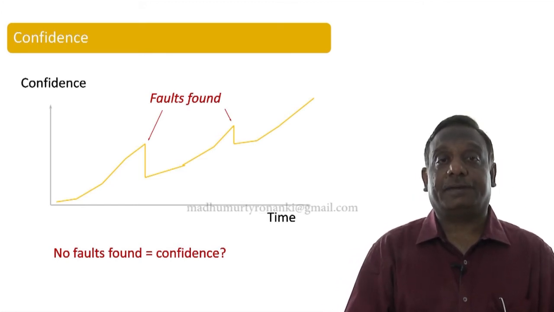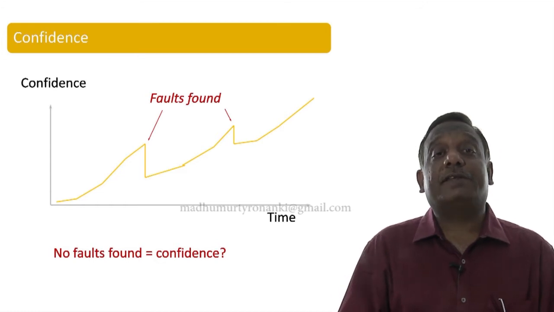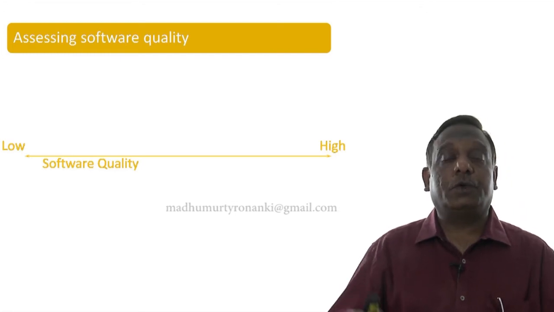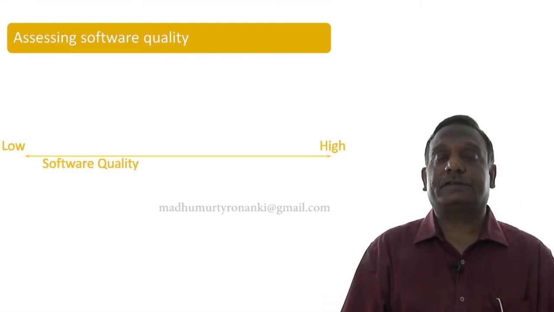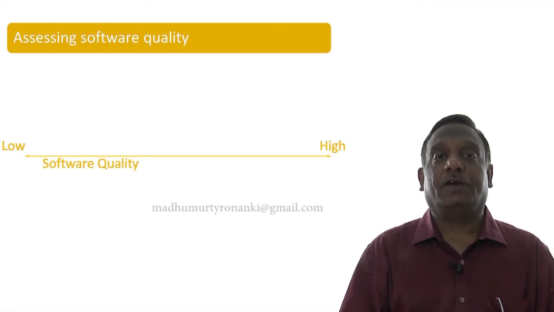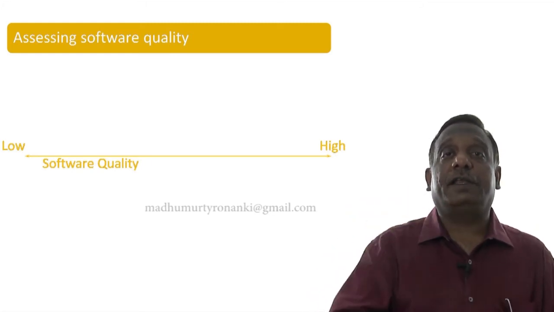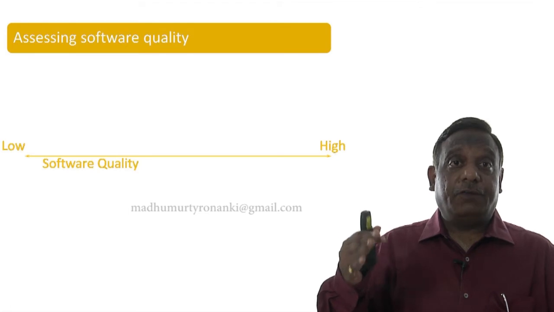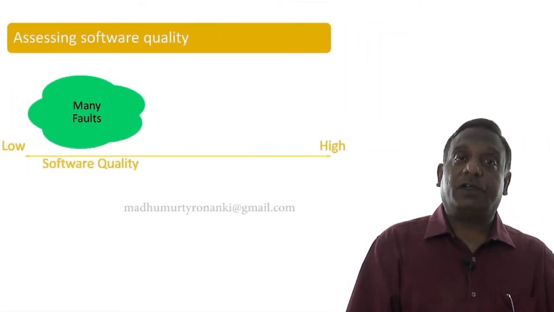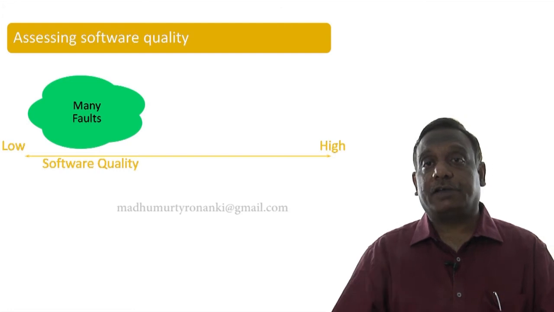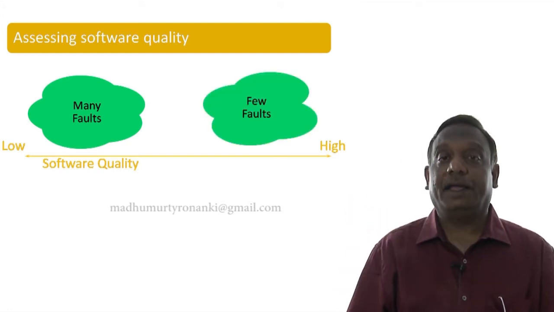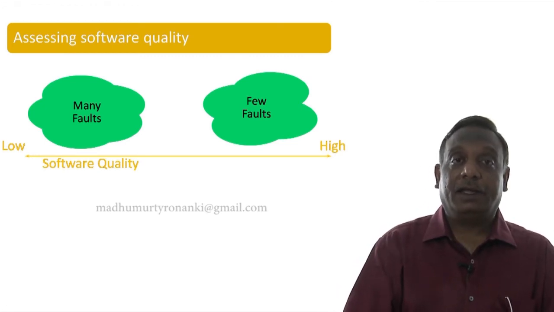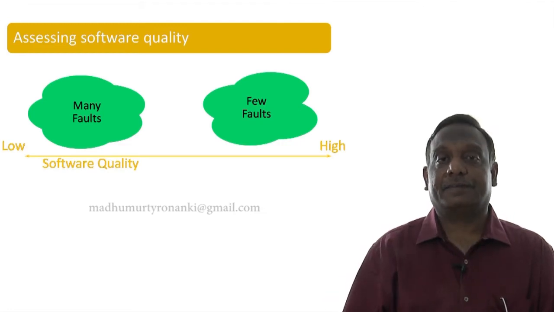Let's examine it further. When you assess software quality based on your testing, you may find faults or you may not find faults. If you assess quality based on the defects that you are finding in the software, then if many faults are found, the software quality is poor. If few faults are found, the software quality is high. But can we make a judgment about software quality based on only this axis?